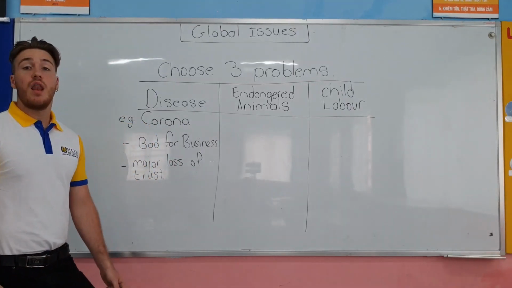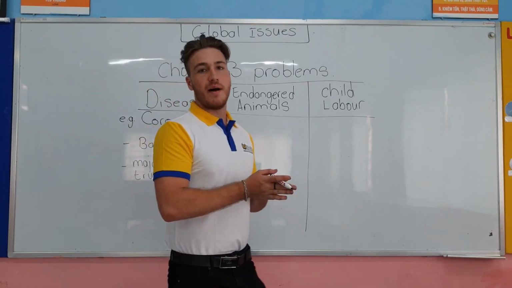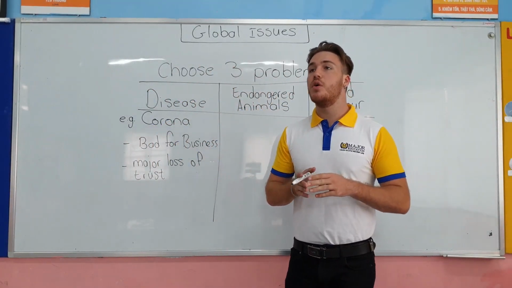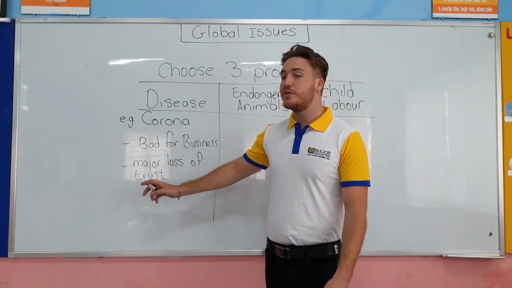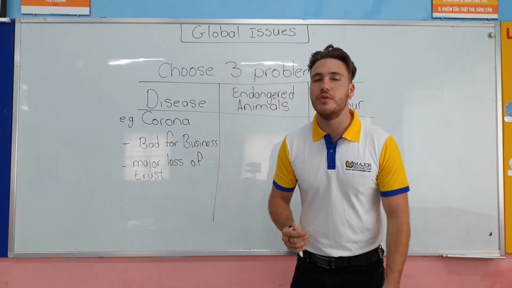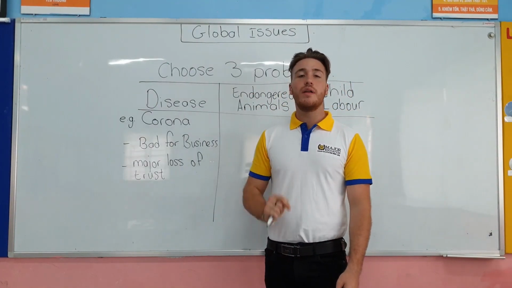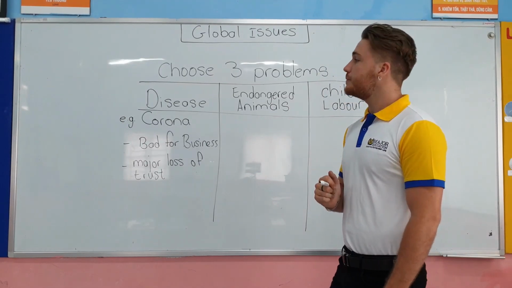a major loss of trust. If we do not know the truth about something that is happening, if we do not know all the details, we cannot trust them, we cannot believe them. So we have a major loss of trust with our government or with our friends. We want to know, do you really have this disease? What is the problem? We do not know the truth, so we cannot trust them.